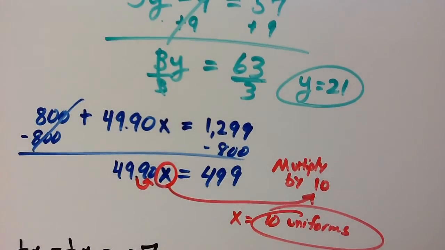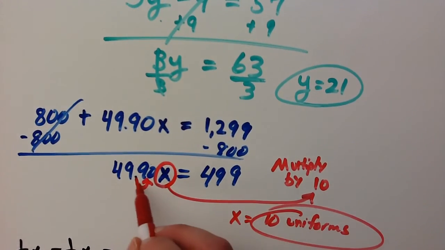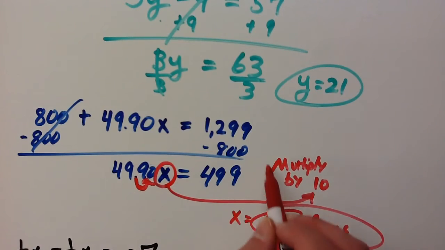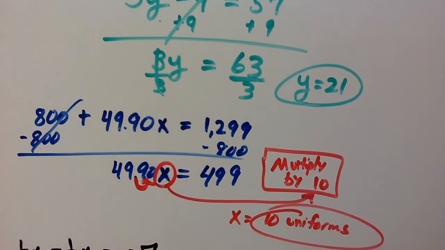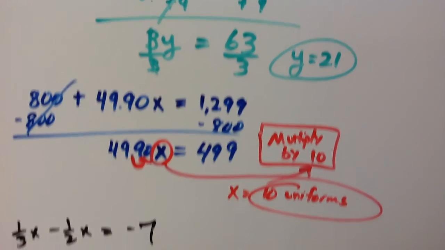So we bought 10 uniforms. So be sure we know that moving the decimal one place to the right is the same thing as multiplying by 10. You might see an equation similar to this on the test. So I would be heads up for that.